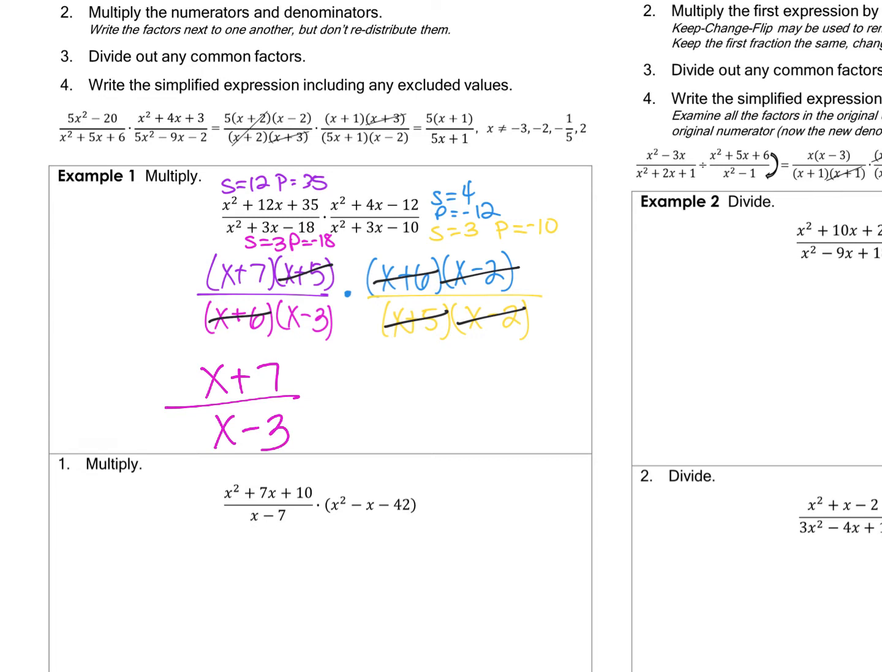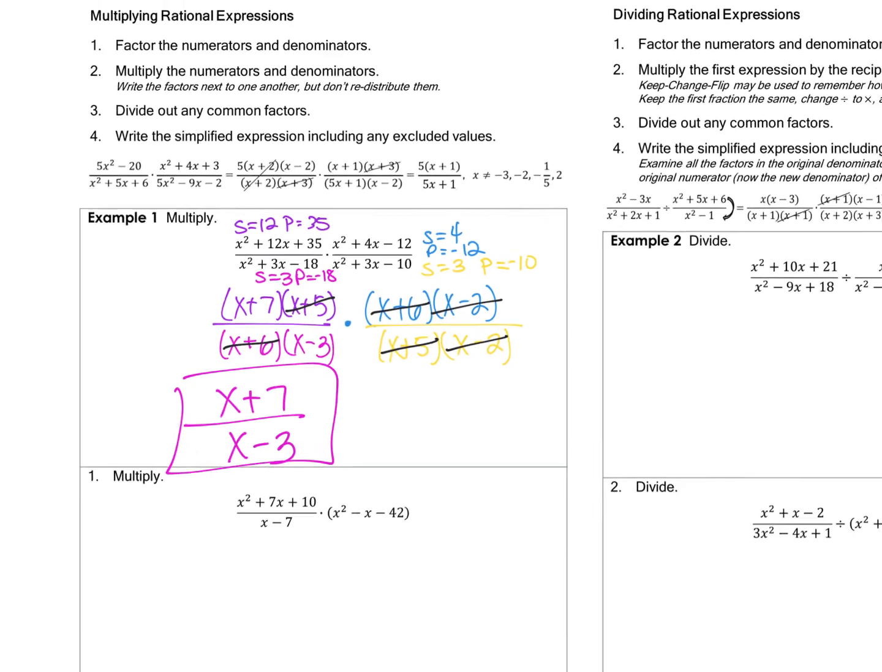Now, we've talked about this before. Remember, if you have more than one term, it has to look exactly the same to cancel it. So we cannot cancel those x's out because the top is x plus 7, the bottom is x minus 3. Those would be two different answers there. Okay, so this would be my final answer.